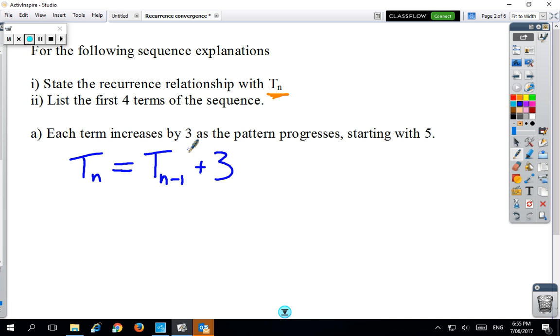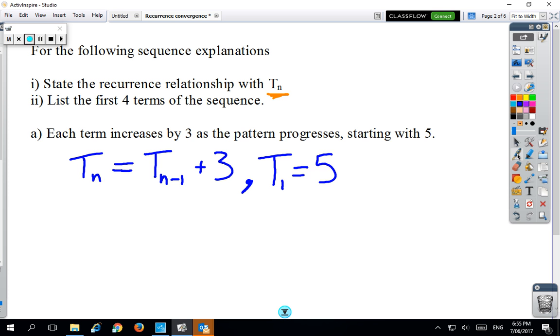Now that's how the pattern works. We have to add, and I put a nice neat comma where it's starting with, and that's of course term 1. Term 1 is 5. So what we've done here is state the recurrence relationship with Tn. There it is there.